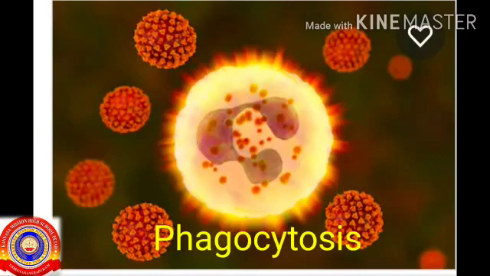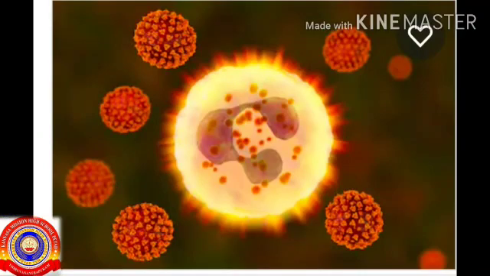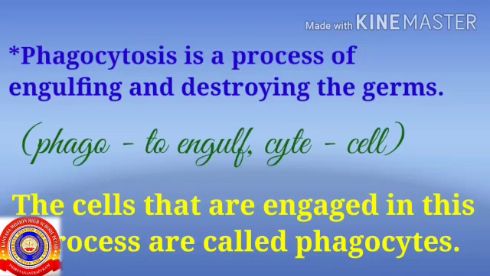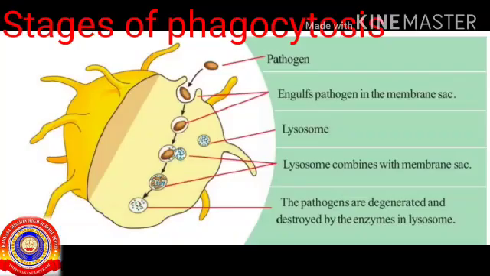Our next topic is phagocytosis. Phagocytosis is the process of engulfing and destroying germs. Phago means to engulf, cyte means cell. The cells that are engaged in phagocytosis are called phagocytes.